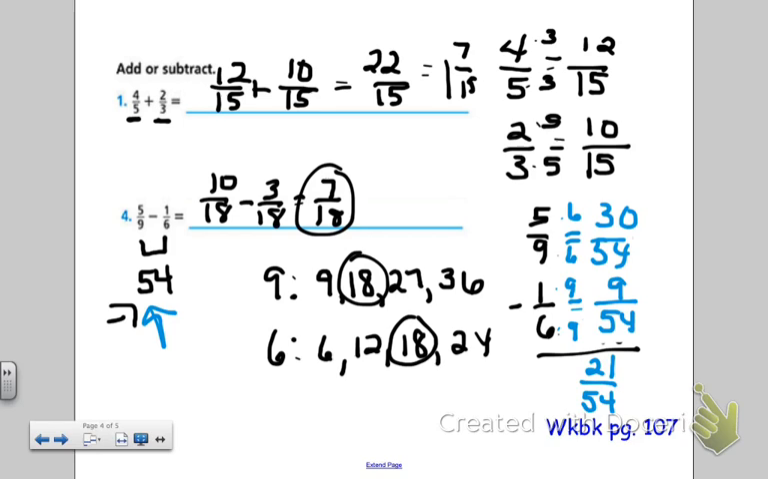But I cannot leave that as my answer. Did you know that that's not in simplest form? You actually have to simplify it. Do you know what you could divide 21 and 54 by? In this case, you can divide it by 3. And that will give you the 7/18 that I had here. Do you see the difference? If you find the least common denominator, then you might not have to do a lot of simplifying at the end. If you don't find the least common denominator, you will have to simplify. Be careful, it might not be obvious what you can divide by. Take your time when it's time to simplify.